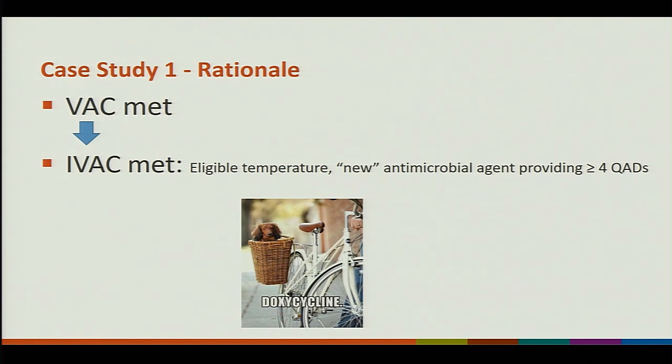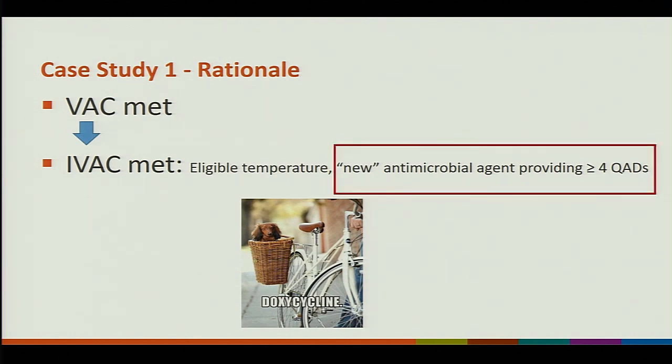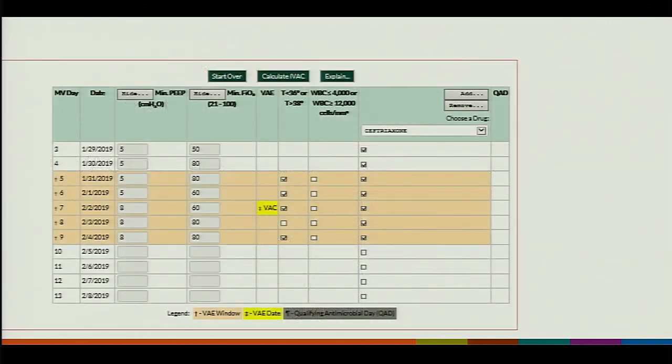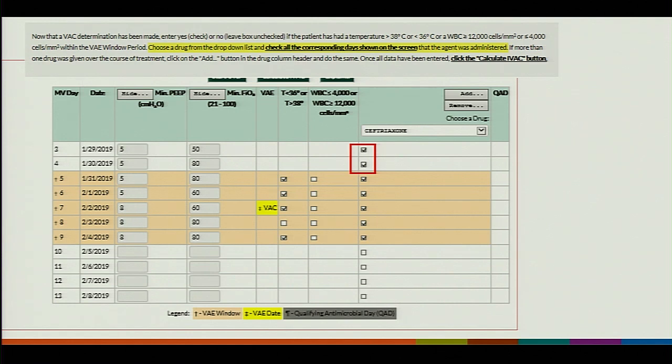You have to meet VAC to go to IVAC. And I would like to just spend a little time on how you met the IVAC definition in this particular example. You had eligible temps, and then you also have to have the new antimicrobial agent present for greater than or equal to 4 days. And I'm going to use the calculator here to show you the importance of why you want to select those, if the administration is taking place outside of the window, why you want to check those boxes. That's the calculator's ability behind the scenes codings to determine if you have a new antimicrobial agent.